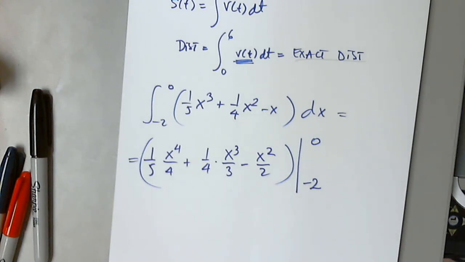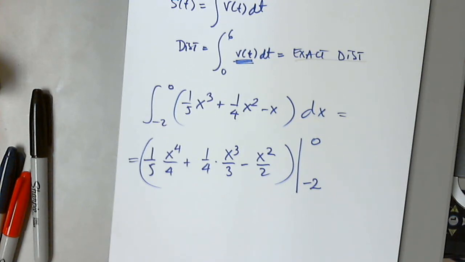Is this okay, everyone? So I copied 1/5. I increased the power and divided by that number, the result. And then I copied 1/4. I increase the power and I divide by the corresponding number, and then x squared over 2. Is this okay so far?